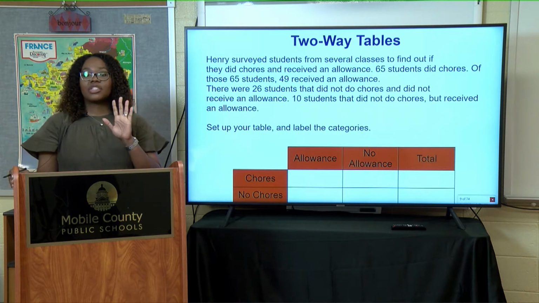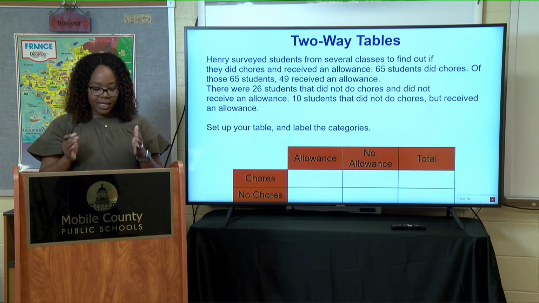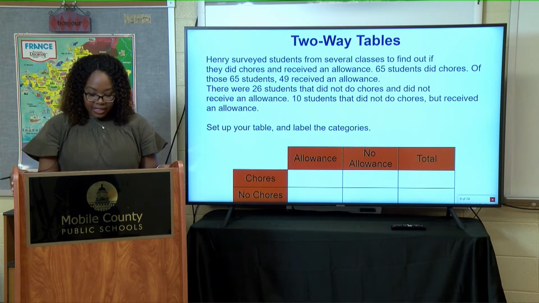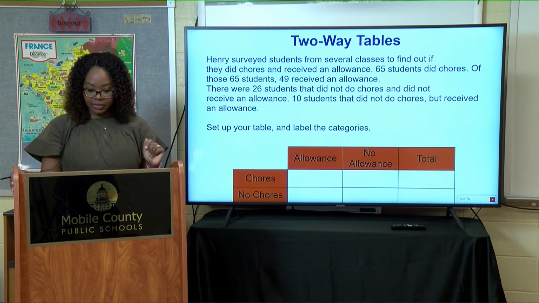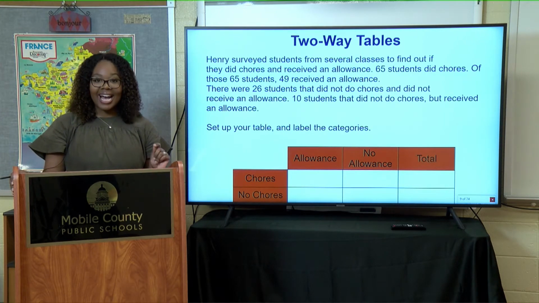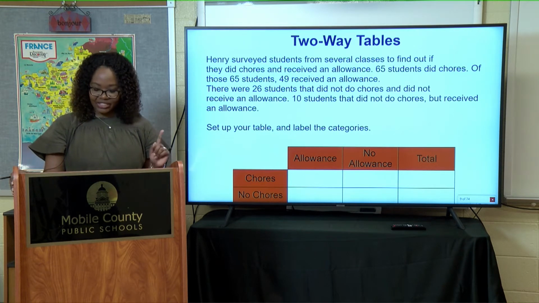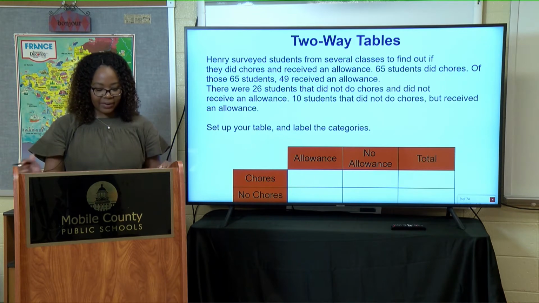So let's practice constructing a two-way table so that we can interpret further information. In this example, Henry surveyed students from several classes to find out if they did chores and received an allowance. 65 students did chores, and of those 65 students, 49 received an allowance. There are 26 students that did not do chores and did not receive an allowance. 10 students did not do chores but received an allowance.